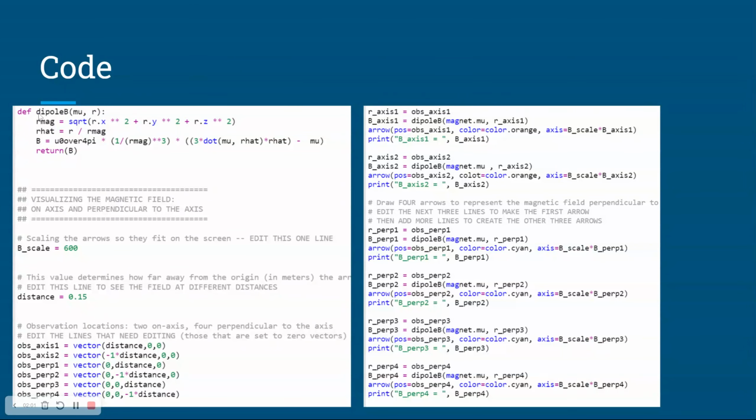So here's the code. First, here on the left, we can see a function to find the dipole for B. Then we just have some things scaling B, setting our distances, getting all our vectors, things like that. Then on the right, this is just generating all the vectors to be drawn in the GlowScript model, if you want to take a look.